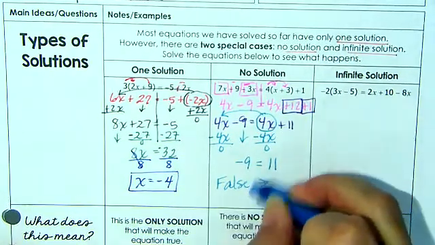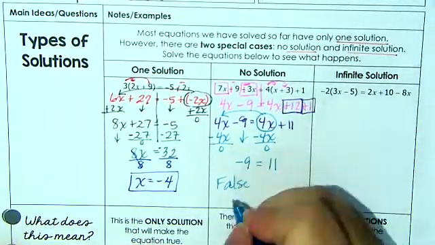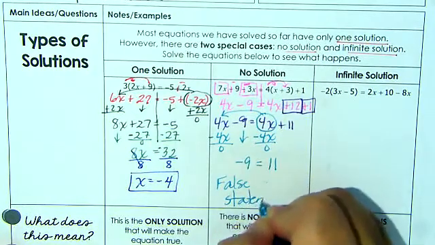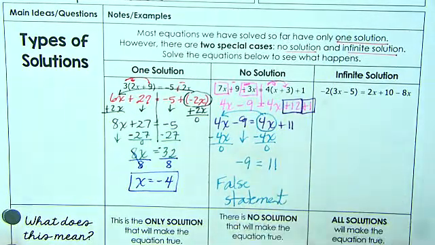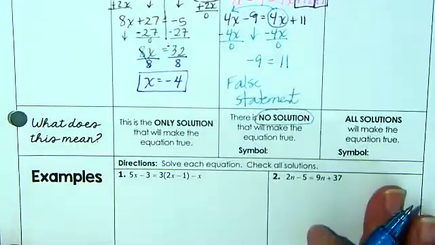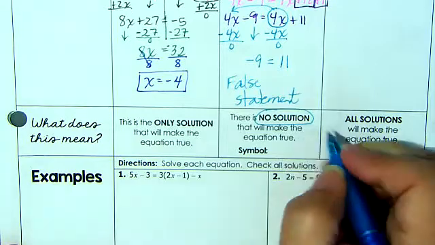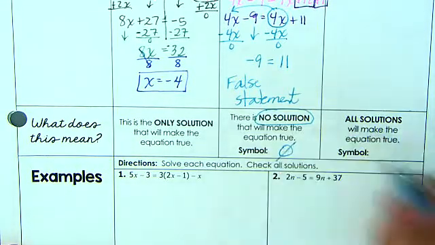This is a false statement. I'm going to say the word statement here. False statement. So the answer is no solution. The answer is no solution. And the symbol that we write is a circle with a line drawn through it.